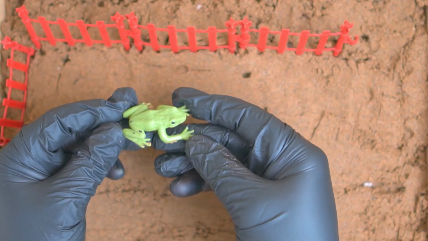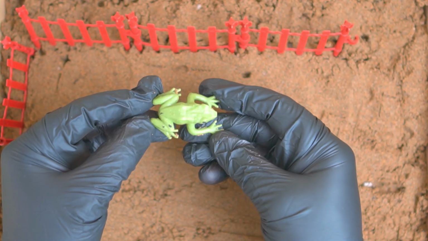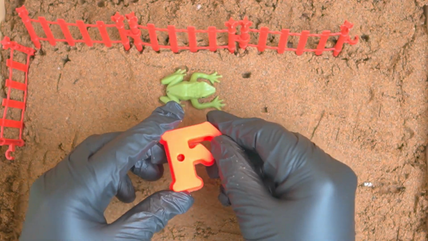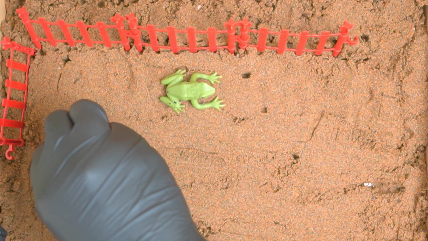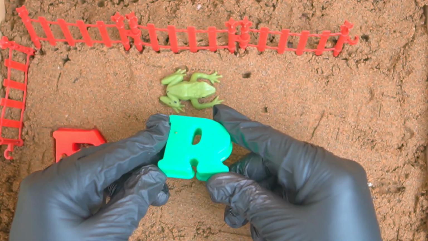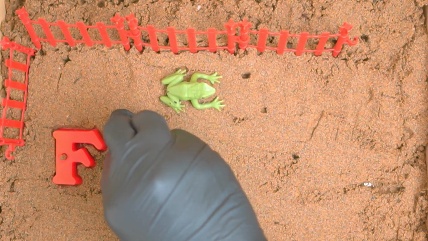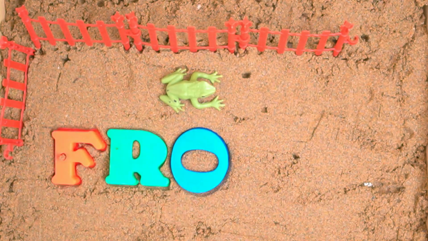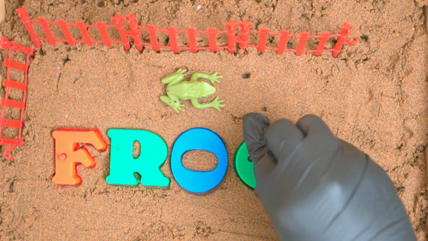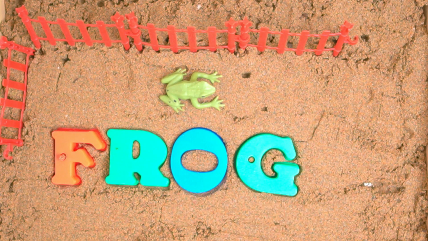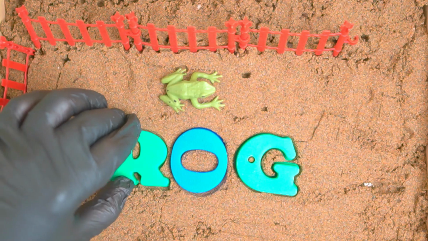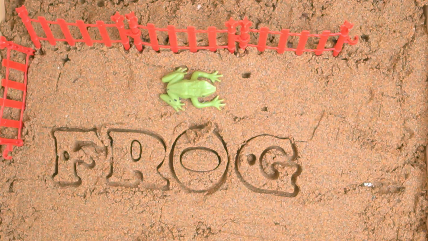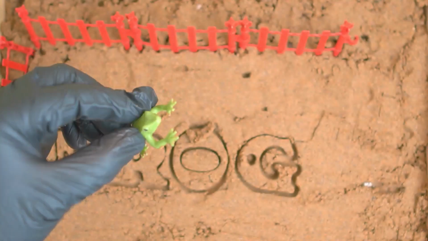Next is, what's this one? That's a green animal. Yes, it's a frog. Frog starts with F. F for frog. R. O. Yep, frog. Then G. F. R. O. G. Frog.